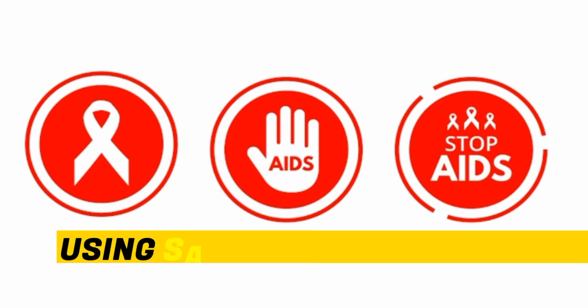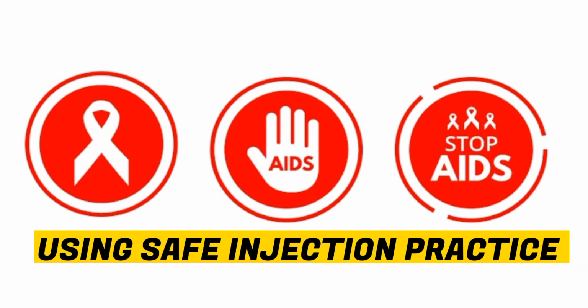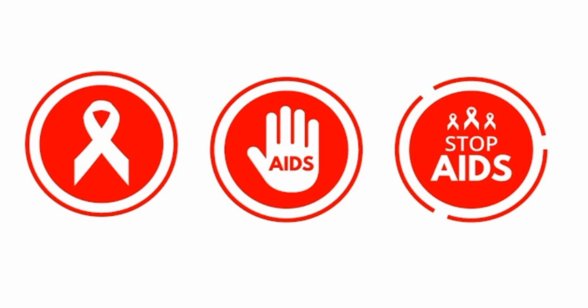The second one is using safe injection practice. For instance, if you are injected with a needle that was used by someone else, or anything used by someone in the barbing salon, if it is a sharp object such as a razor blade, there is need for it to be sterilized, or there is need for you to use another one to avoid getting the infection.